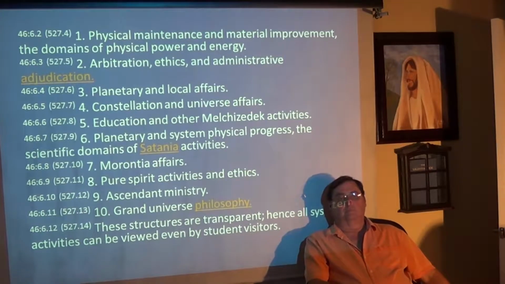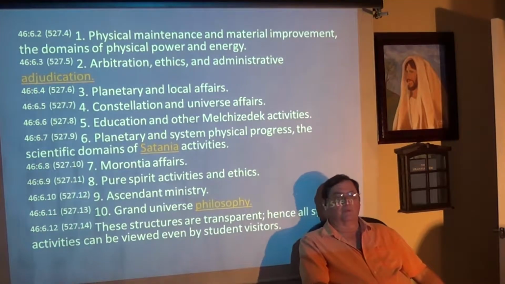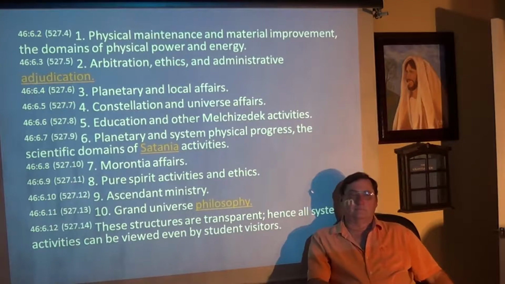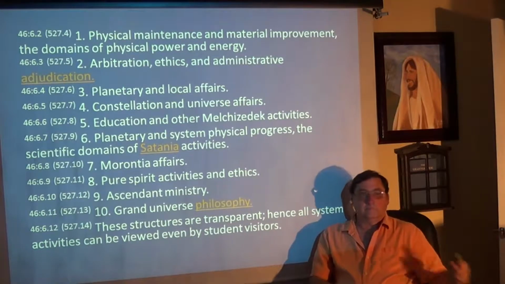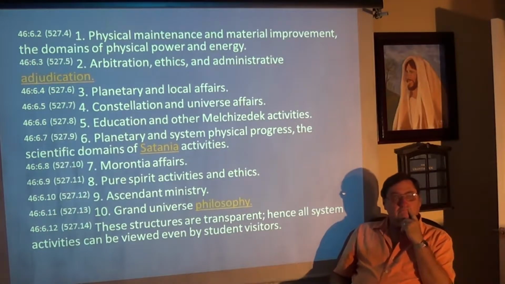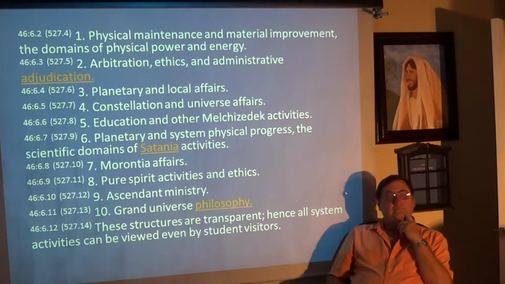2. Arbitration ethics, and administrative adjudication. 3. Planetary and local affairs. 4. Constellations and universe affairs. 5. Education and other Melchizedek activities. 6. Planetary and system physical progress, the scientific domains of Satania activities. 7. Morancha affairs. 8. Pure spirit activities and ethics. 9. Ascendant ministry. 10. Grand universe philosophy. These structures are transparent, hence all system activities can be viewed even by student visitors.